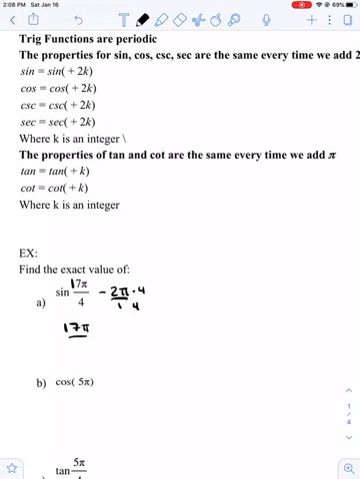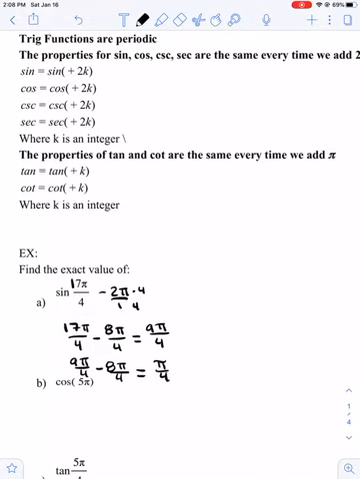So 17 pi over 4 minus 4 times 2, which is 8 pi over 4, equals 9 pi over 4, which is still bigger than between 0 and 2 pi. So we need to subtract another 8 pi over 4. So 9 pi over 4 minus 8 pi over 4 equals pi over 4.